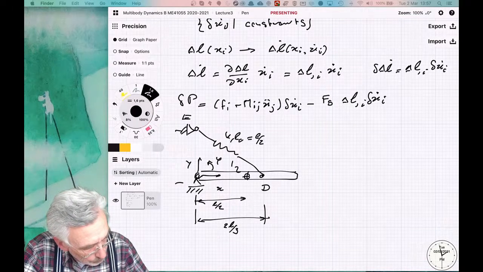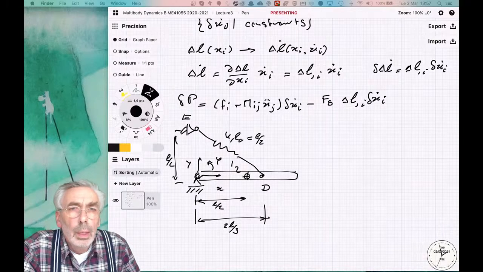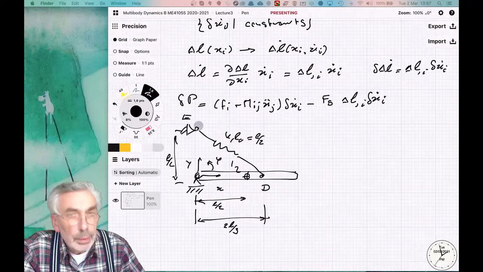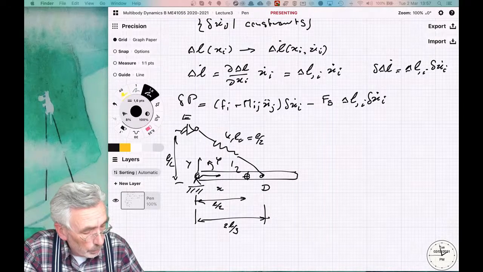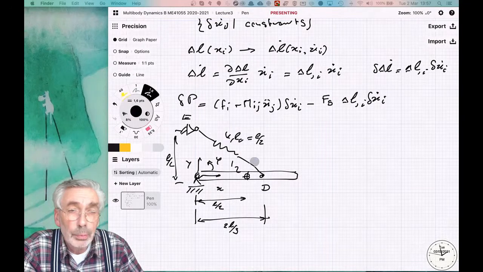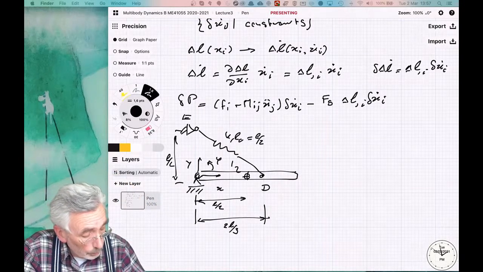I have to put this condition in. L over 2. Okay, so now we have this attachment point, this attachment point, and the spring. We can calculate the length because that's the difference between the coordinates and then the square root of that, and then minus the initial length. Then we know what the elongation is, and then we have an expression. Now, how do we do that?